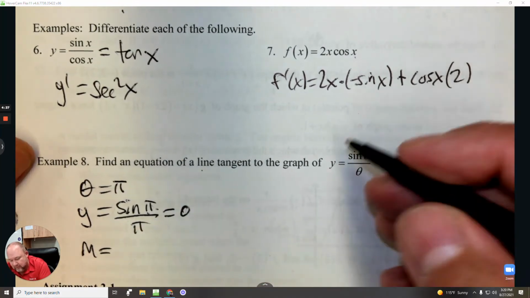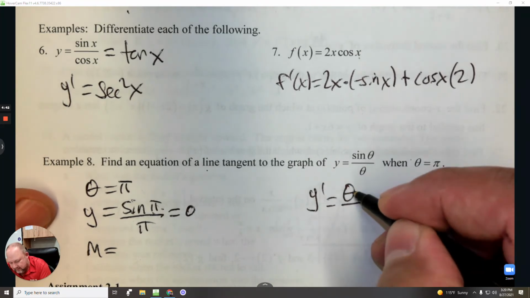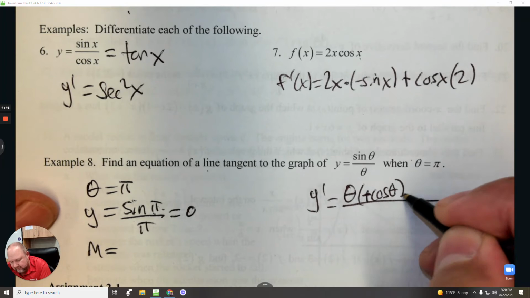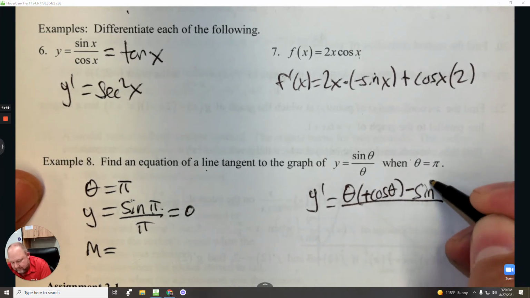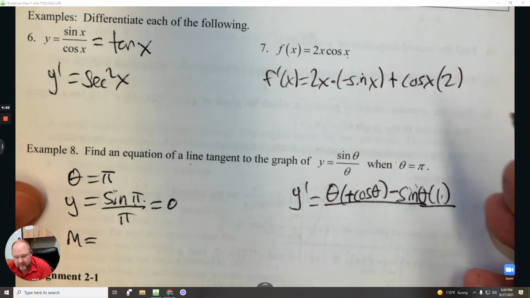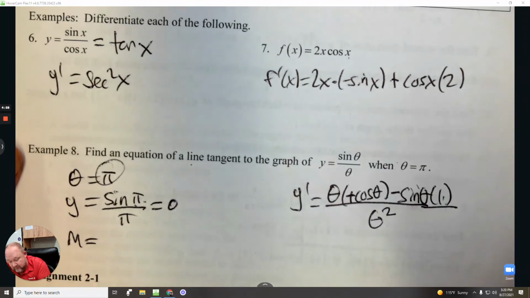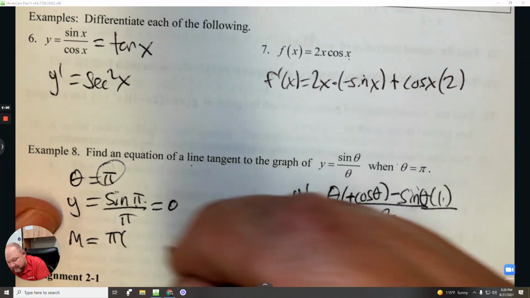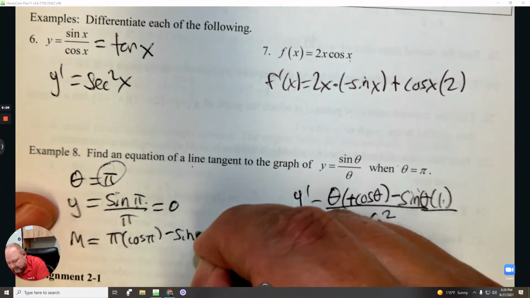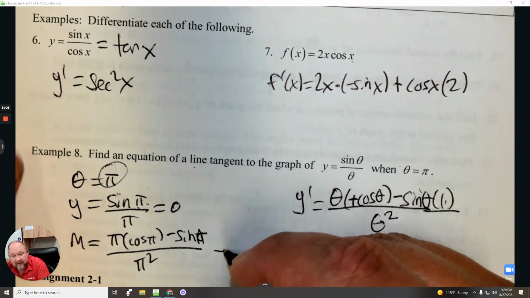And then the slope. Well, I need to take the derivative using the quotient rule. That's the bottom times the derivative of the top, minus the top times the derivative of the bottom. The derivative of just theta is 1, and then the bottom squared. And then I need to plug in pi to find the derivative of that. So it's pi cosine pi minus sine pi, all over pi squared. That's a lot of pi's.